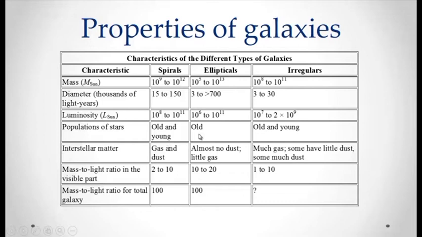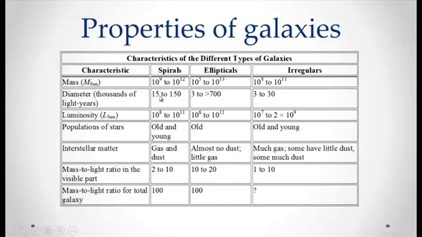In elliptical galaxies, only old stars will be there. In irregular galaxies, both old and young stars will be there. The interstellar matter present in spiral galaxies is gas and dust. In elliptical galaxies, almost no dust will be there, but a little gas is there. In irregular galaxies, there is much gas; some have little dust, some much dust.